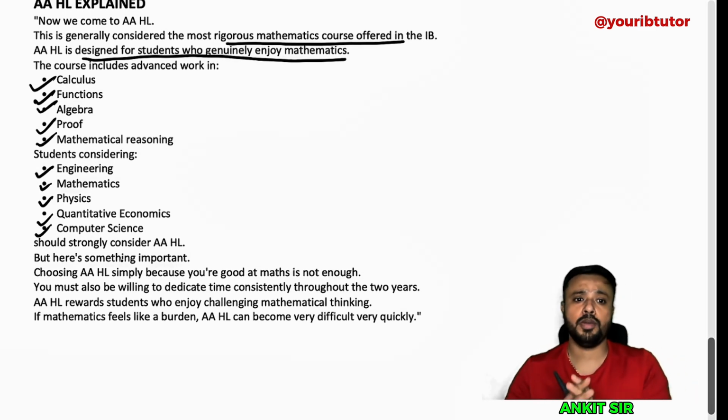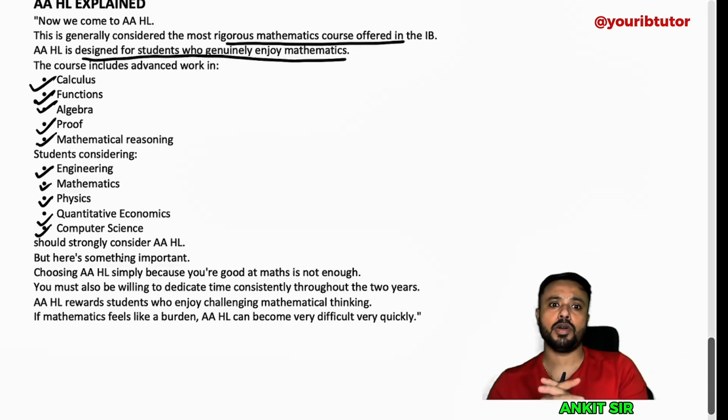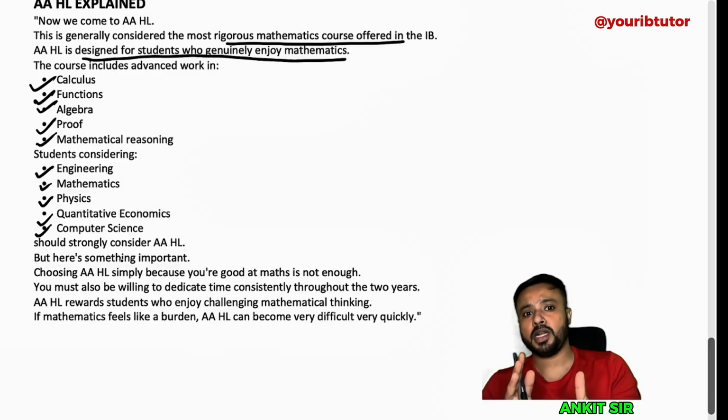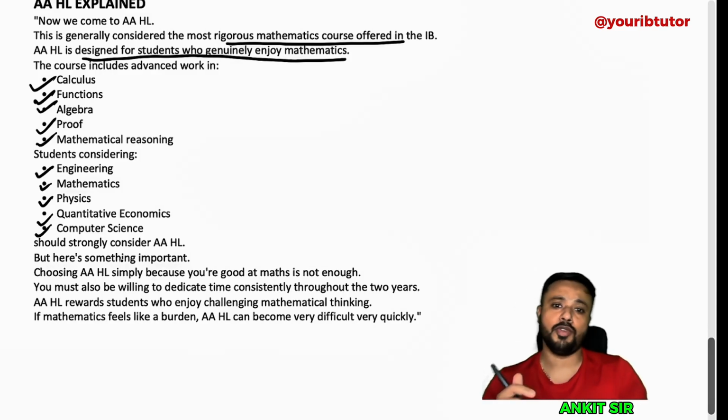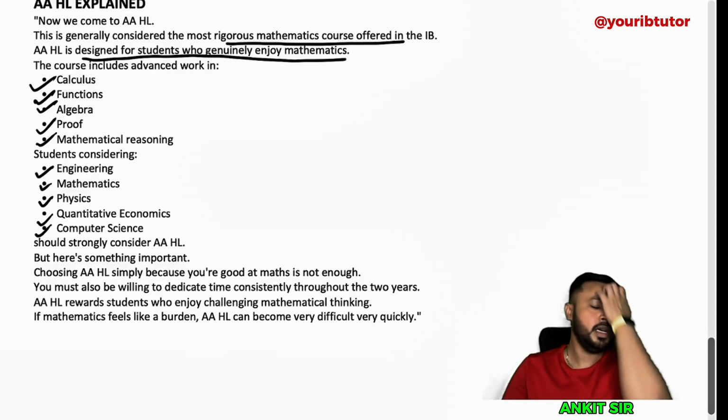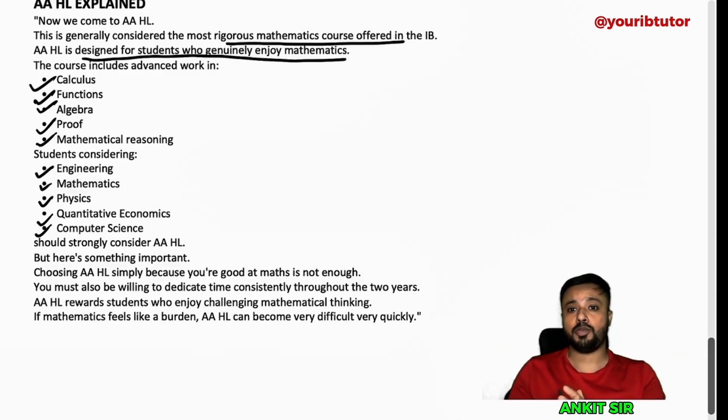But here is something very important, guys. Choosing AAHL simply because you're good at maths is not enough. You must also be willing to dedicate the time consistently throughout the 2 years. AAHL rewards students who enjoy challenging mathematical thinking. If mathematics feels like a burden, AAHL can become very difficult very quickly. So it's not that easy, guys. Please understand. Even if you're very good at maths, please don't select AAHL just on the basis of that.